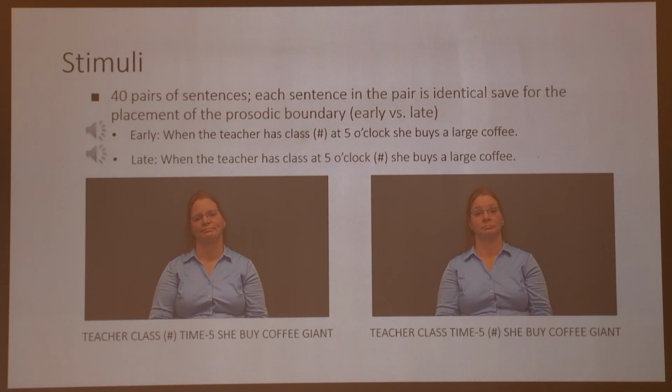Okay, the next one with the late boundary. Teacher, class, time 5. She buy coffee, giant. Do you think it's durational or do you think it's relaxation? I think those two things go together. One thing about these stimuli is that they are completely uncontrolled for all of that. So we can go back and measure all of those things and see if we can get more detailed results. But we have just done the early versus late at this point.